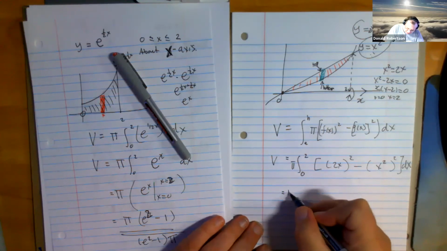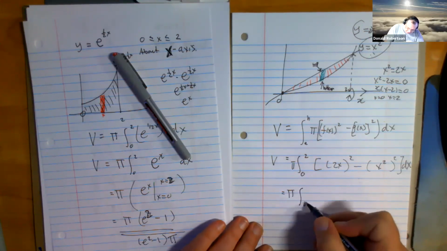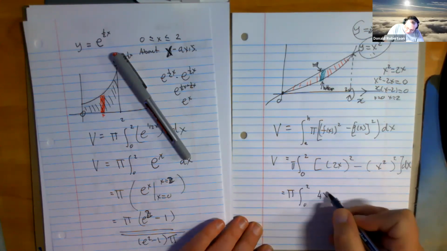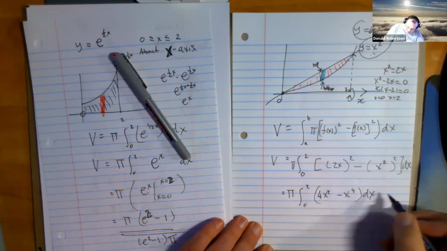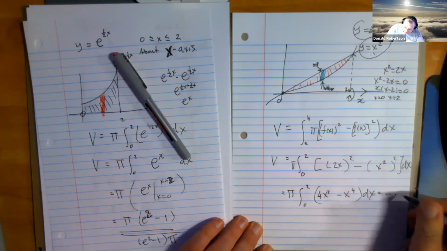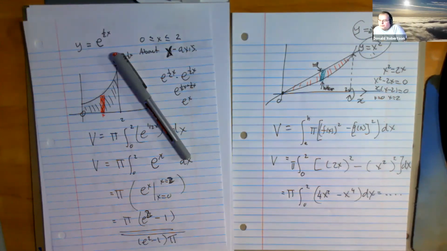Now this guy here becomes pi, the integral from 0 to 2 of 4x squared, take away x to the 4. And I'm just going to dot that one. Wouldn't you agree it's just a power rule and you can do power rules yourself? Perchance, maybe it could happen.